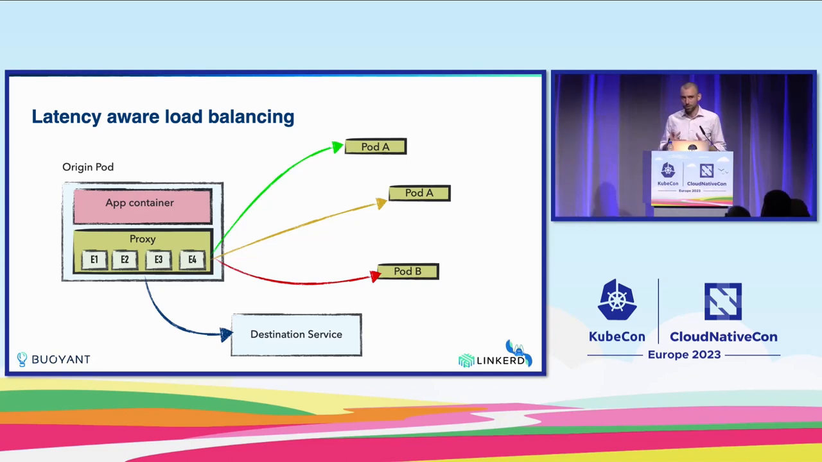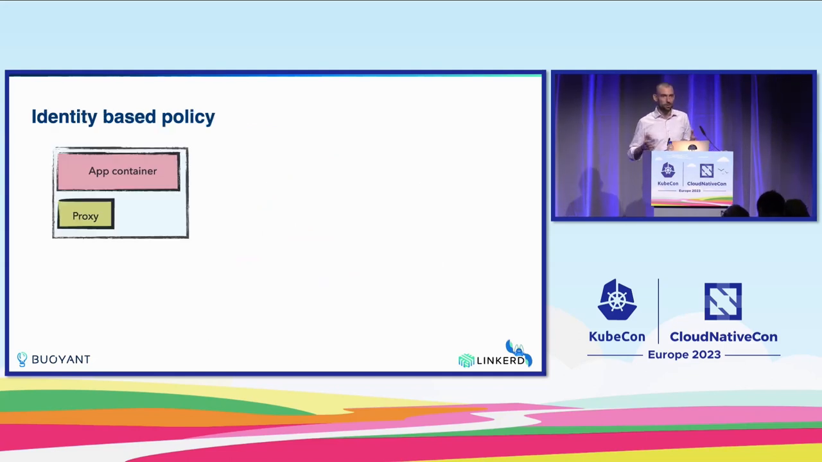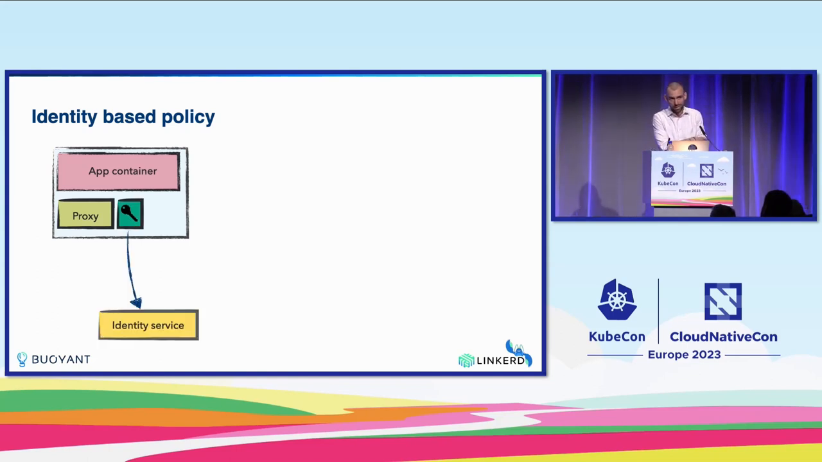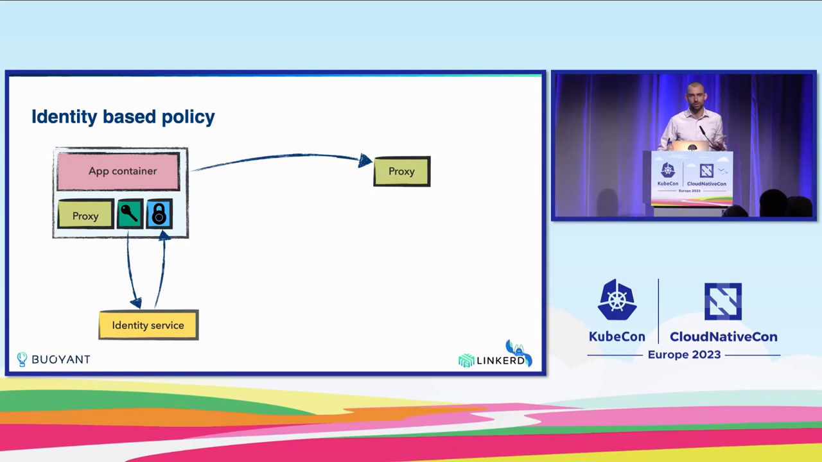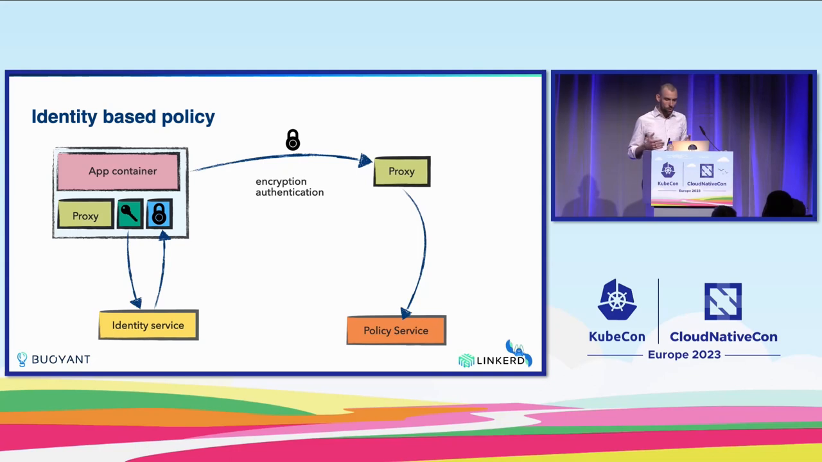Then let's turn our sights to something that's actually quite welcomed by a lot of the users of service meshes, and that's identity-based policy. The way that works most of the time is that when a proxy fires up, it generates a private key and sends a certificate signing request to an identity service that in turn issues a certificate back to the proxy. The proxy uses this certificate to establish TLS sessions with other proxies. That way you get authentication and encryption on your connection, so both peers know who they're talking to, and the certificates of both peers are tied to the identity of the workload.